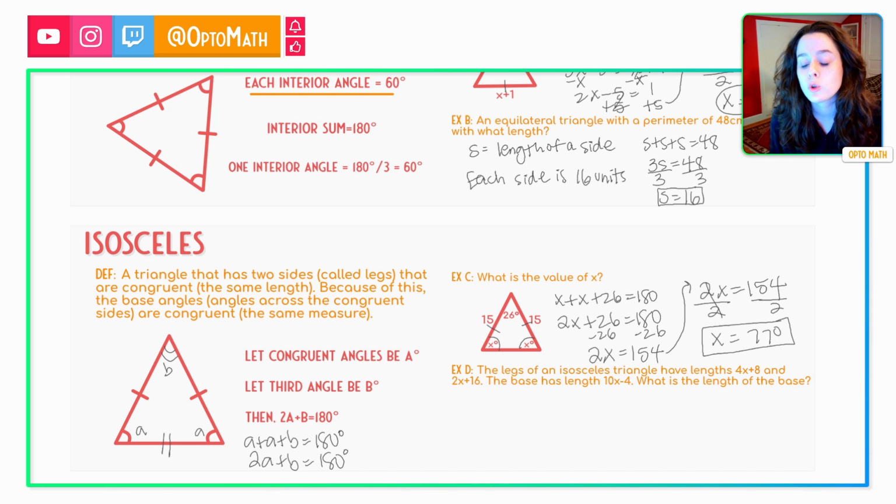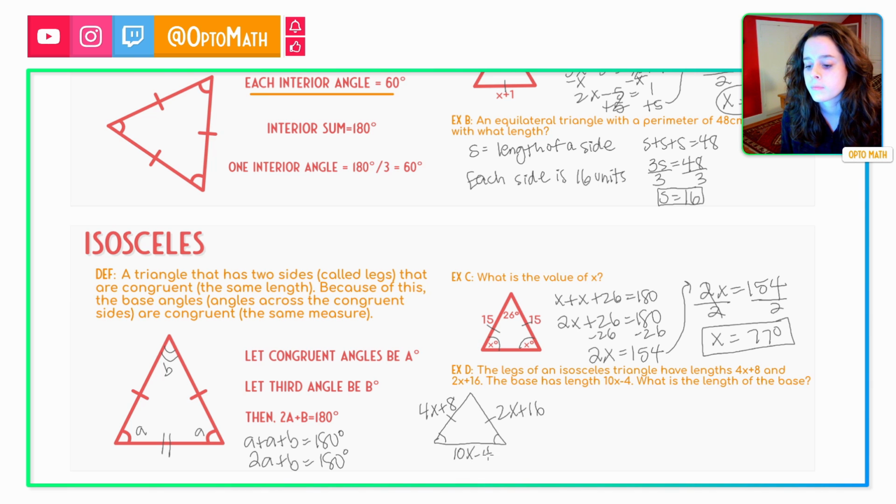Finally, we have example D. The legs of an isosceles triangle have lengths 4x plus 8 and 2x plus 16. The base has length 10x minus 4. What is the length of the base? Okay, so when it says legs, it's talking about the two sides that are congruent. So let's draw ourselves a picture, and this will be our base. Congruent angles, congruent sides. Okay, so let's label 4x plus 8 is one leg, 2x plus 16 is another, and the base is 10x minus 4.